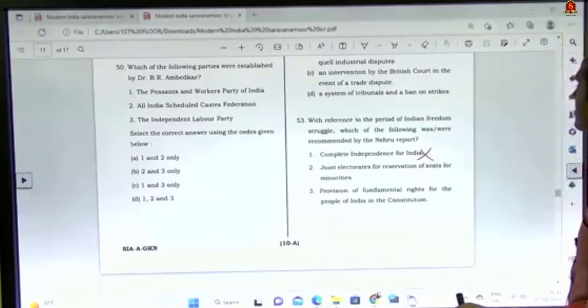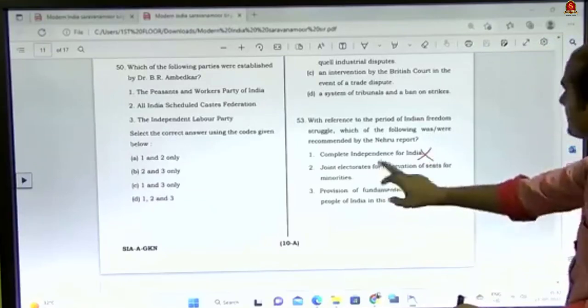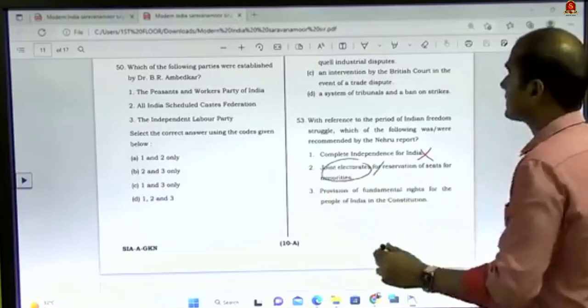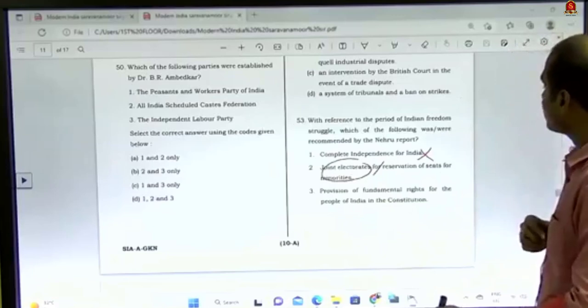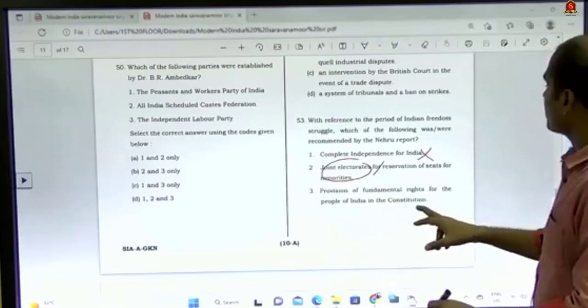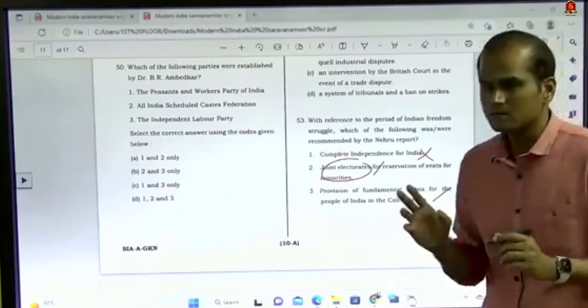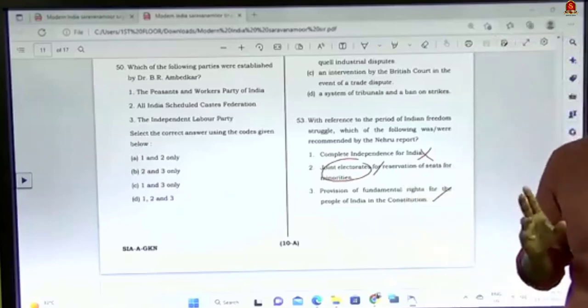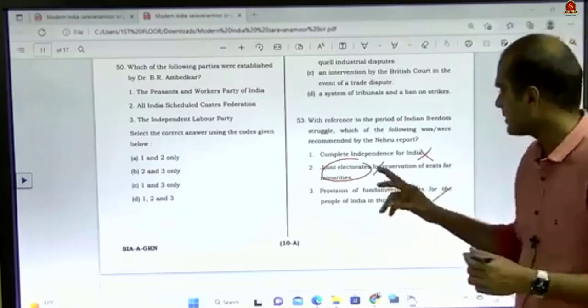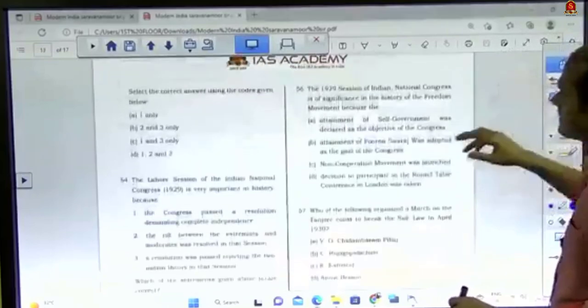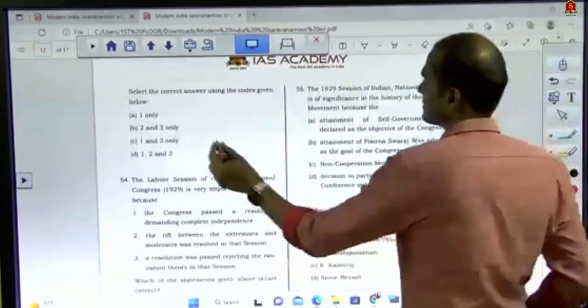Joint electorates for reservation of seats for minorities, yes. Not the separate electorate system. Here it is the joint electorate system, accepted. Provision of fundamental rights for the people of India in the constitution, yes. Actually, it is the first document which provided for fundamental rights. 19 fundamental rights are enumerated. The second and third statements are right. Answer is B.